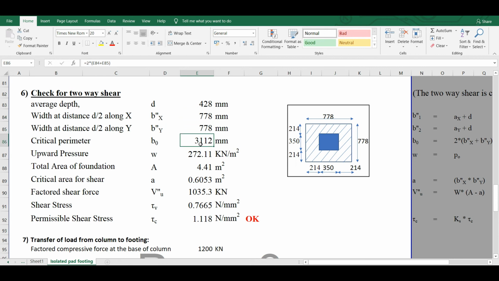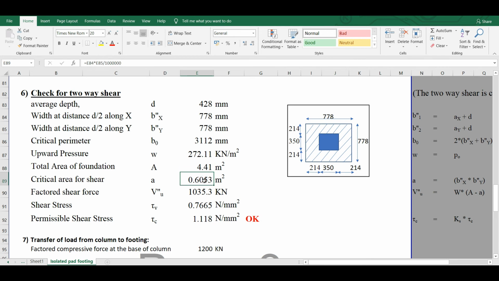So now I will calculate the critical perimeter. So critical perimeter for this section, which is at a distance of d by 2 in all the four sides, I will calculate the perimeter. So perimeter for a square is nothing but 778 plus 778 plus 778 plus 778. So the critical perimeter is 3112 mm, and the net upward pressure, which we have already calculated, is 272.11 kilonewton per meter square. Here the total area of the foundation that we have provided is 4.41 meter square.